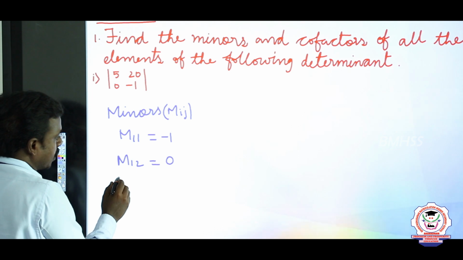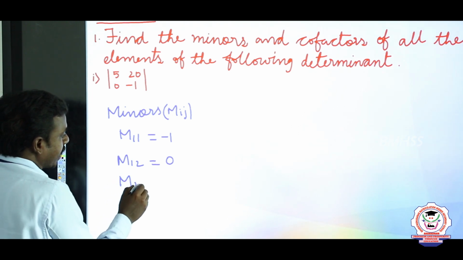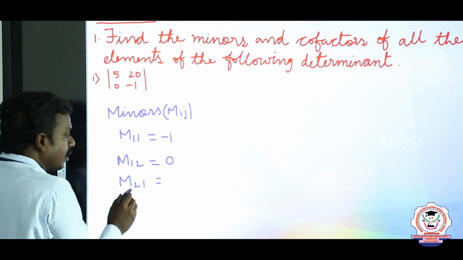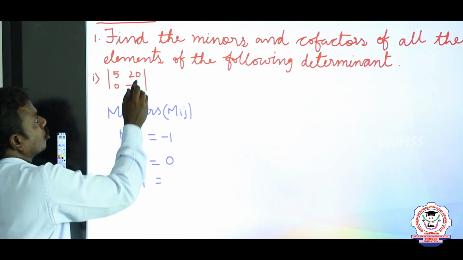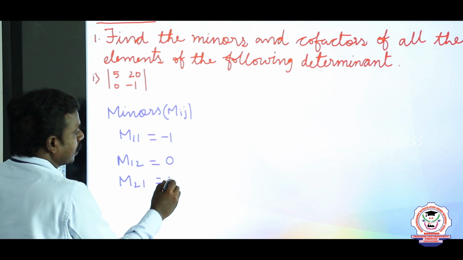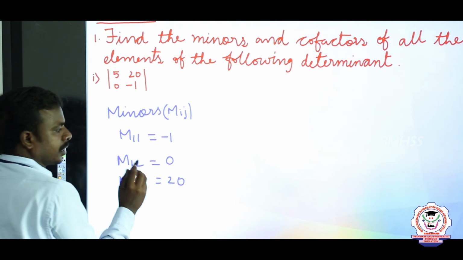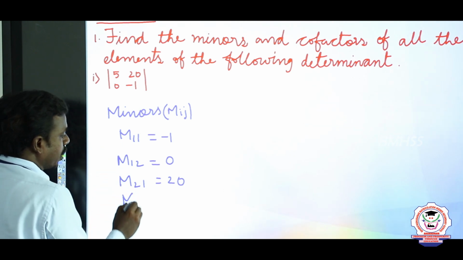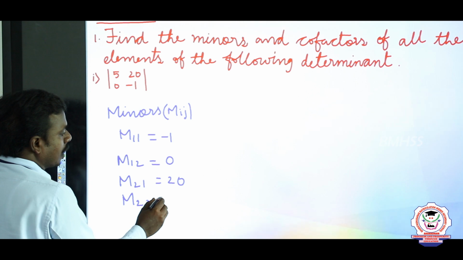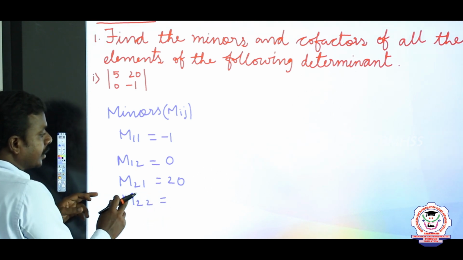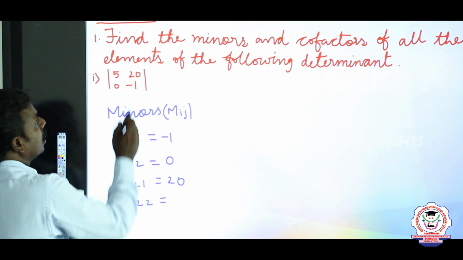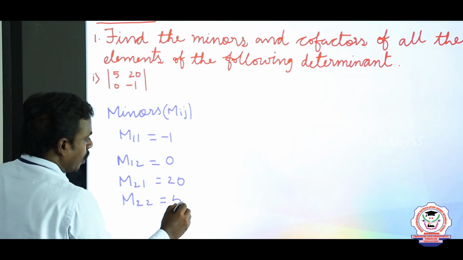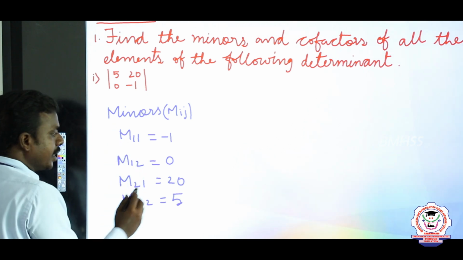Next minor value is what? M21, second row, first column. From this, we need to omit second row and first column. So the remaining value is 20. So minor of 0 is 20. Next, minor of minus 1. The position of minus 1 is 2,2, second row, second column. Now we need to omit second row and second column. The remaining value is 5. Therefore, minor of minus 1 is plus 5.